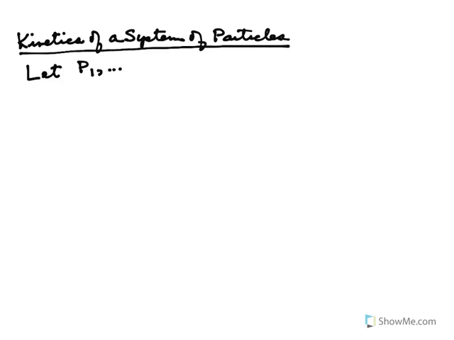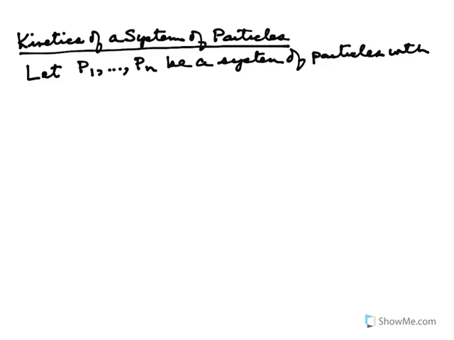So the starting point for this lecture is as follows. Let P1 through Pn be a system of particles with masses m1 through m sub n respectively.